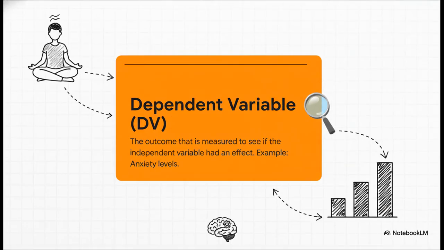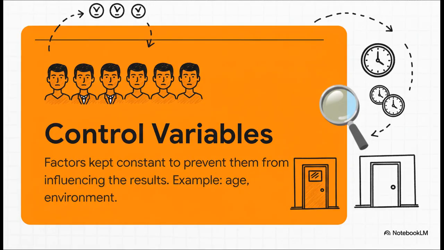And if the independent variable is the cause, well, then the dependent variable, the DV, is the effect. It's the thing the researcher measures to see if their change actually did anything. So did meditating change the participants' anxiety levels? That's what we're measuring. But of course, to run a fair test, you have to control the environment, right?